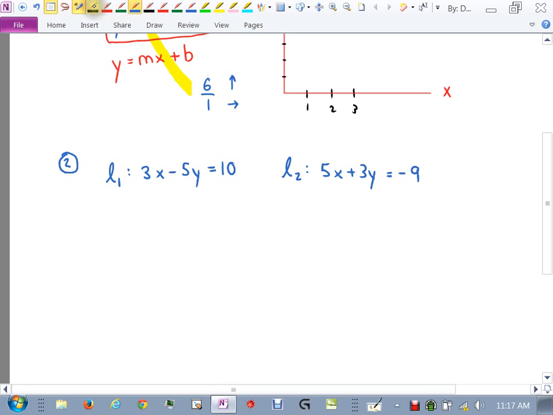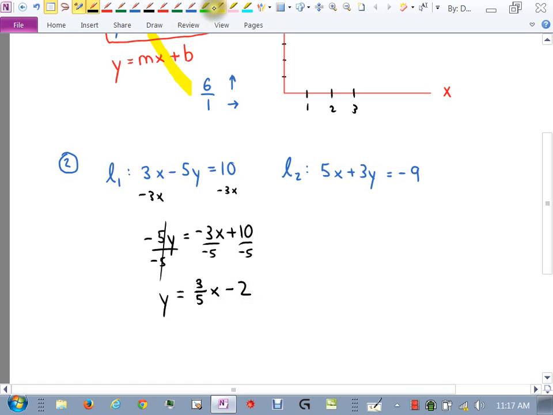So what I'm going to do is for each line I'm going to solve for y. So on this one up here, I'll move 3x to the other side by subtracting it. Get negative 5y equals negative 3x plus 10. Then I divide everything on both sides by negative 5. And I'll be left with y equals, let's see, negative over negative is positive, so that becomes positive 3/5 x. And then 10 divided by negative 5 is negative 2. So the slope of my first line is 3/5.